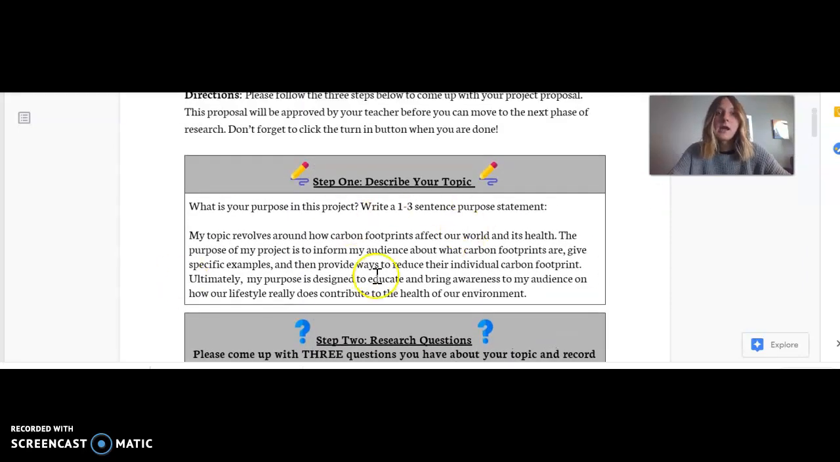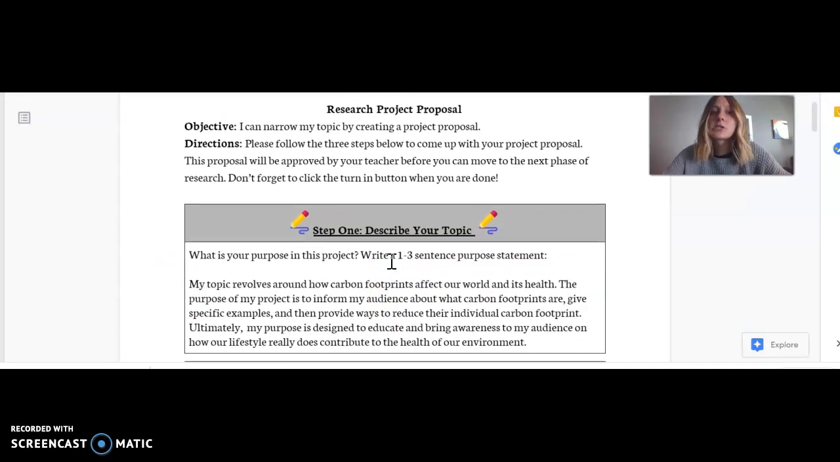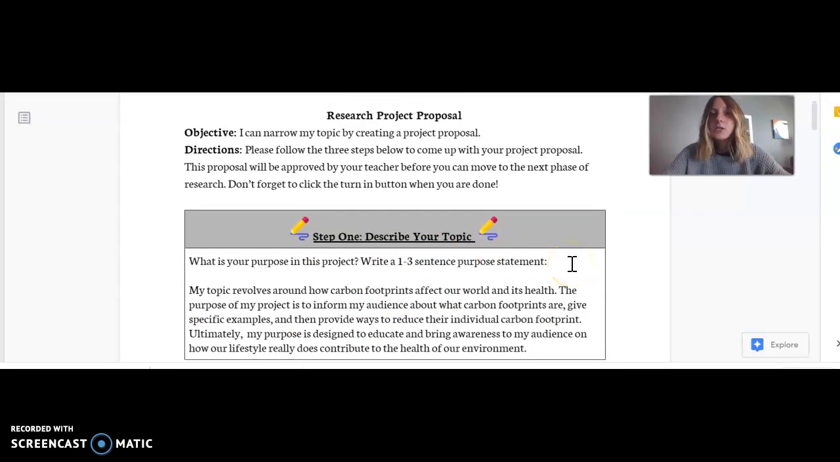But this example research proposal is linked in the calendar. So have this open in another tab while you fill out your own, and then please turn it into Google Classroom.